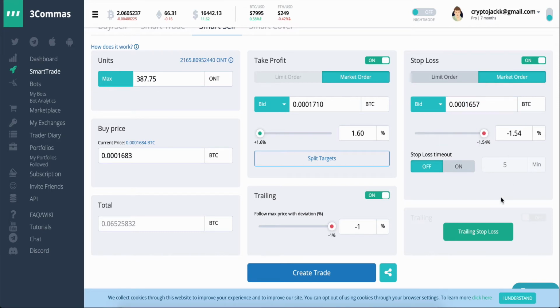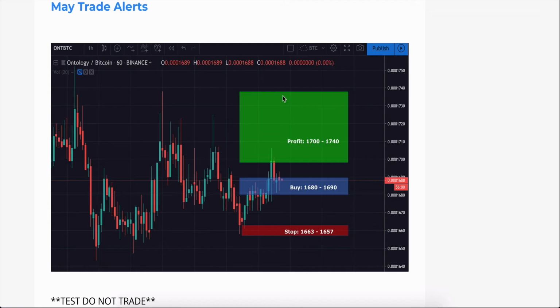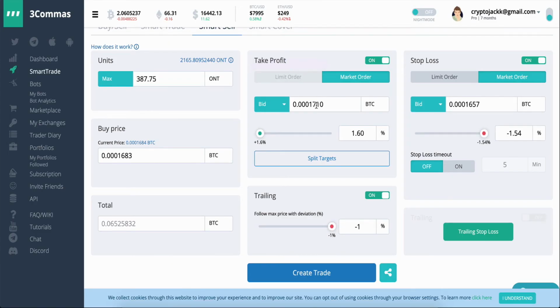Now this is not an example of a good trade. We have a 1.6% profit and we have a 1.54% stop loss. So I maybe would set, let's set this at 1730 for example, so it gives us a little bit more room. Even this though, it wouldn't be a great trade to make. This is just simply for the purpose of the tutorial video. As I said before, do not follow this trade.